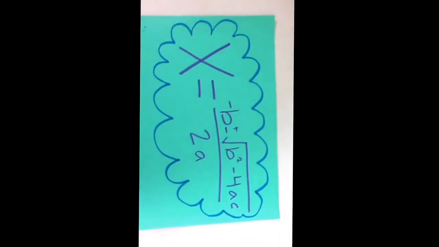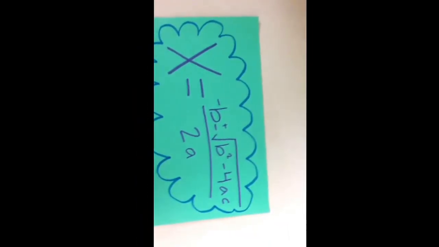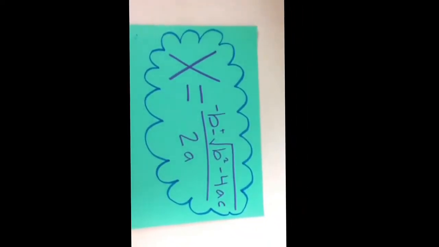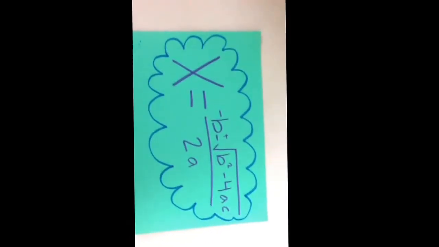So what is the formula? The formula is simply an equation, and this equation is x equals the opposite of b plus or minus the square root of b squared minus 4ac, all over 2a.